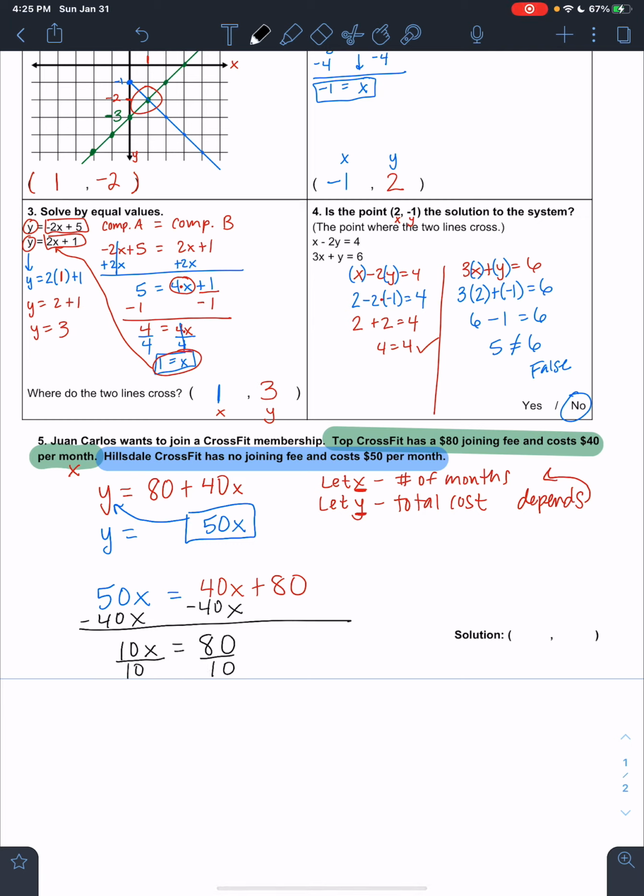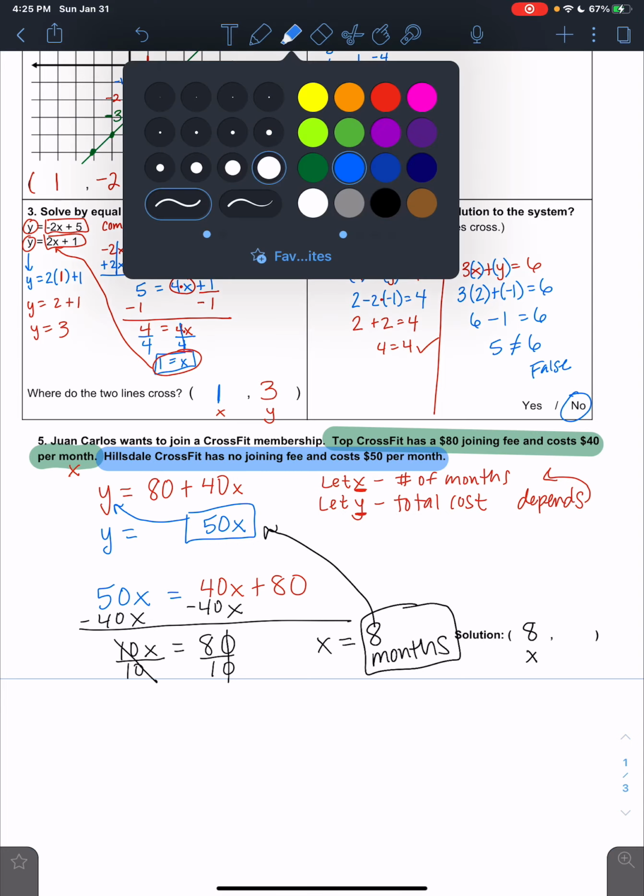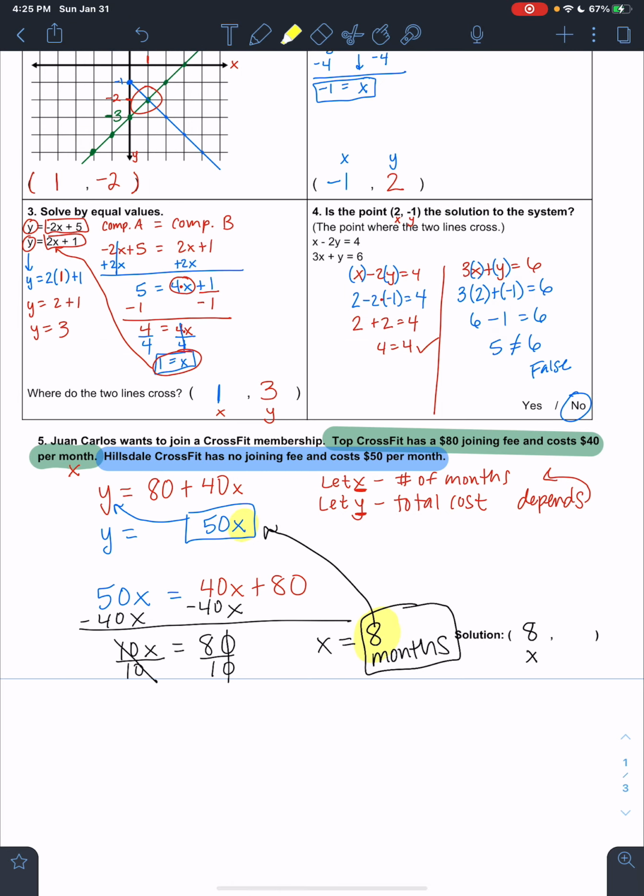So when we divide by $10 a month, we say at 8 months, right? 80 divided by 10 is 8. 8 months is when they will cost the same, when X is 8 months. What is that cost? We need to make sure that we understand that this is X equals 8 months. What is the cost? That means what's the Y value? At 8 months, I can go back in here and say, if I know X is 8, I can substitute here and find out how much it'll cost me.